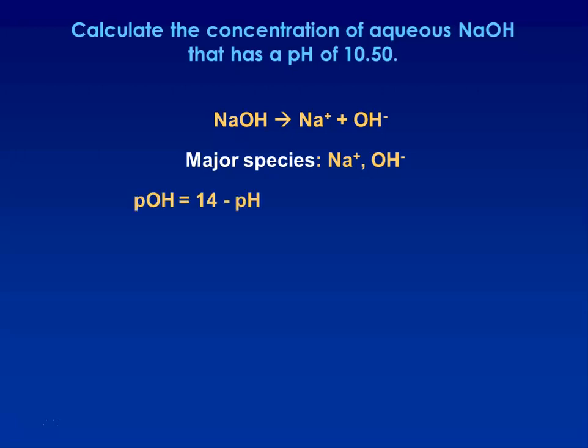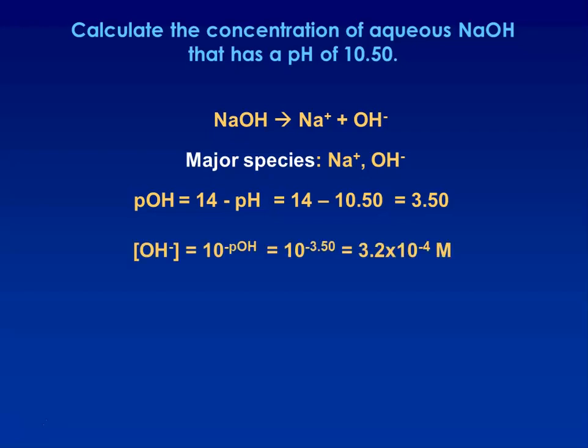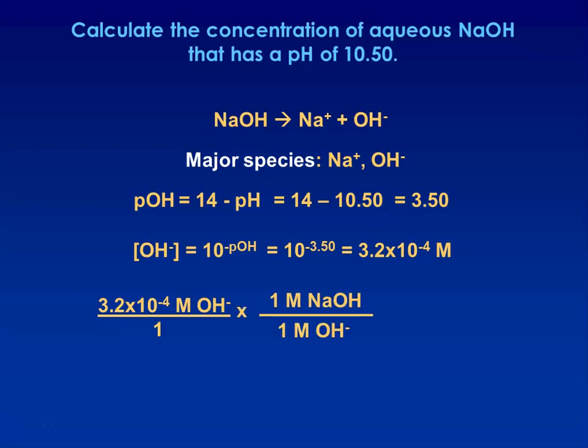So if I know my pH, I can use that to find my pOH, which would give me a value of 3.5. I can use that pOH value to calculate the hydroxide concentration, 3.2 times 10 to the negative fourth. And because there is only one hydroxide ion in sodium hydroxide, that is also the concentration of my NaOH solution.